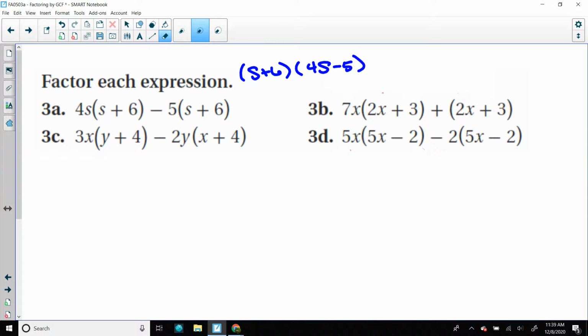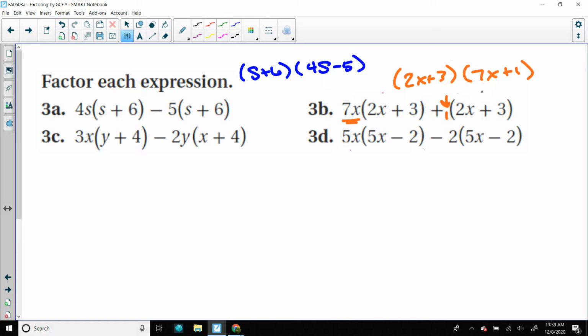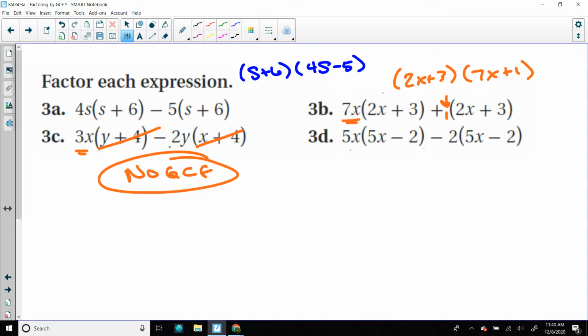Let's go ahead and do the next one. We're going to pull 2x plus 3 out. So I end up with 2x plus 3. And then I'm going to be left over with a 7x. And then once again, what's the number in front of this that you don't see, but you notice there's the number 1. So we'll have a 7x plus 1 left over. And that's exactly what you would type in for that answer. But down here, we have a y plus 4, and we have an x plus 4. Unfortunately, x plus 4 and y plus 4 are not the same thing. So there are no greatest common factors for that particular problem. We can look out front as well. 3x and negative 2y are not the same either. There's nothing similar there. No greatest common factor for that one.